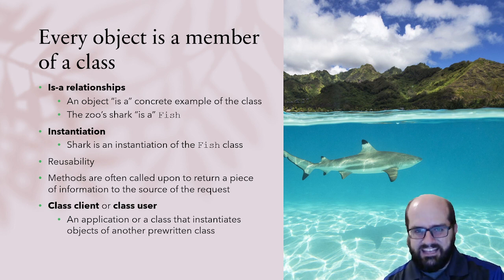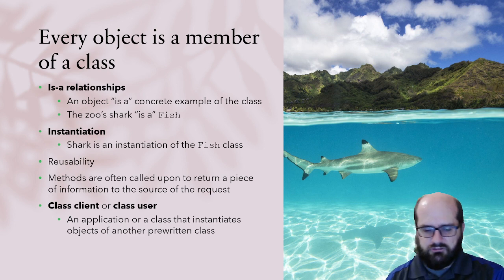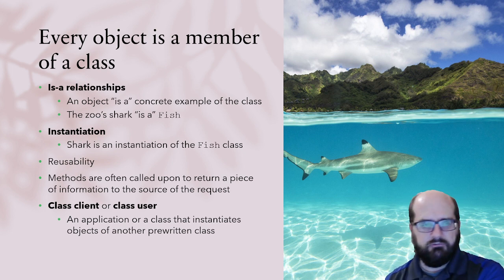So an object is a concrete example of the class. We can have classes and subclasses: an overarching fish class, an underarching shark class, and a zoo shark class, which is a shark. But the implementation, the final object that's been created, is the actual instantiation, the bringing into the world of our blueprint, which is the class. It's reusable. I can call the fish class to instantiate a shark. I can call the fish class to instantiate a flounder. I can call the fish class to instantiate a salmon.